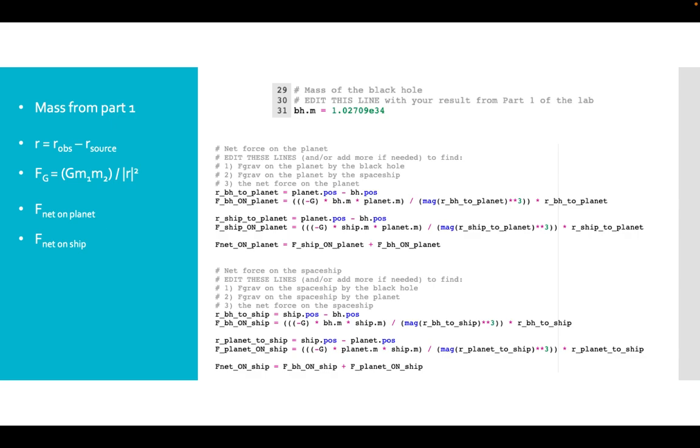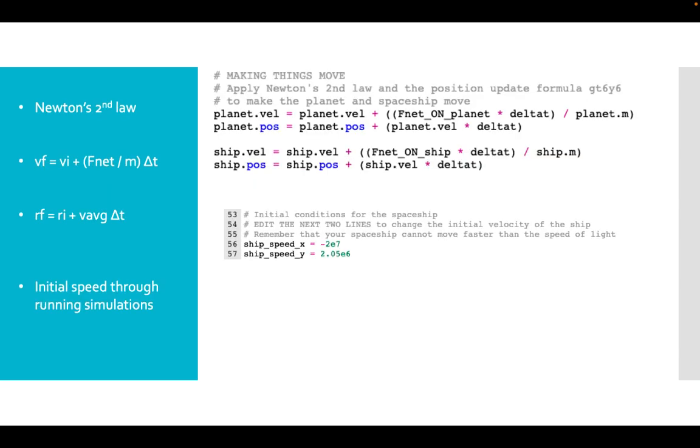So we start with the mass that we got in part 1, and we calculate R for the black hole to planet and black hole to ship, and then we calculate the force of gravity, and then we calculate the force net. And pretty much it's the same thing for planet and ship, it's just different R values and different masses. Then with Newton's second law, we're using the position update formula and the velocity update formula. Same thing for planet and ship, just using the different forces and the masses.